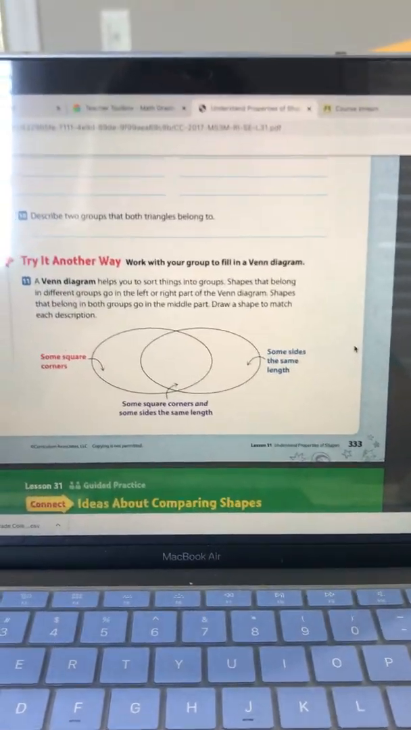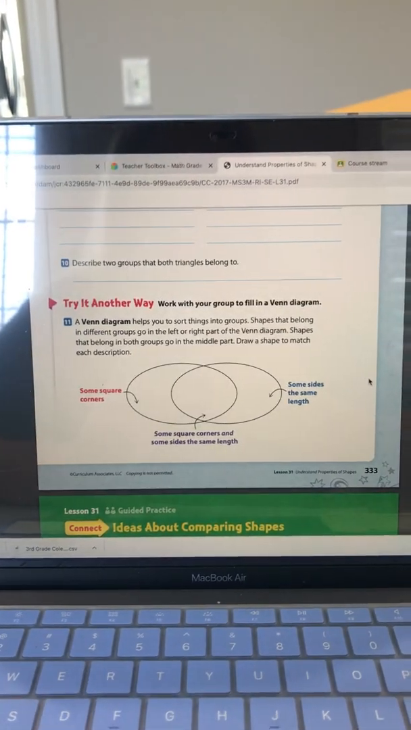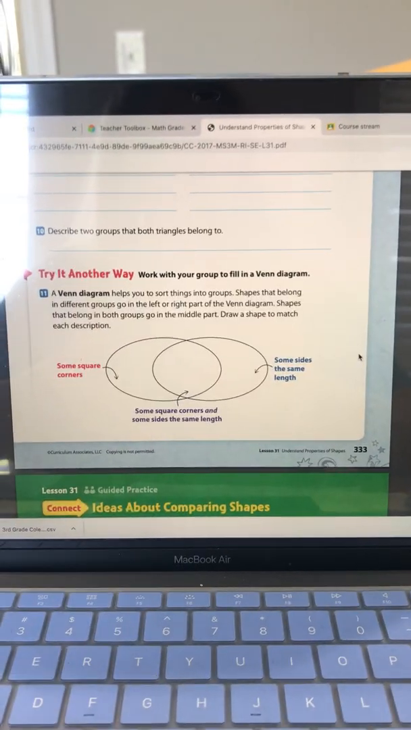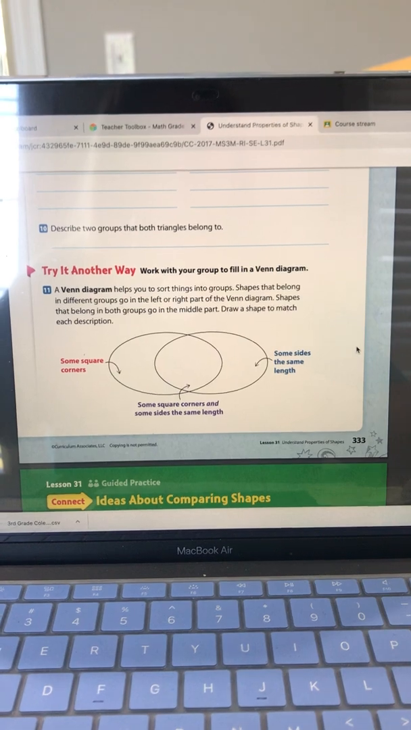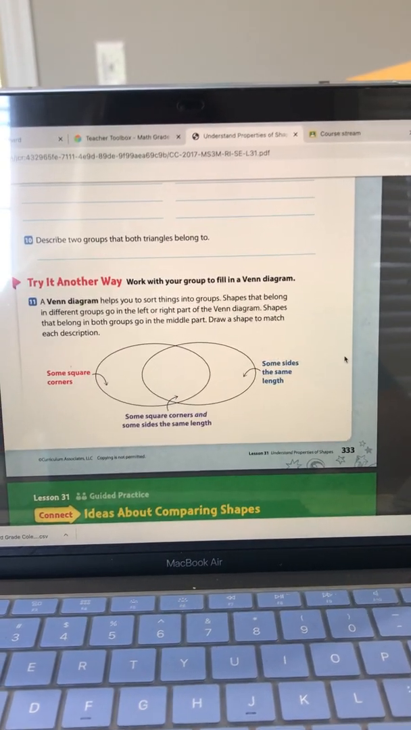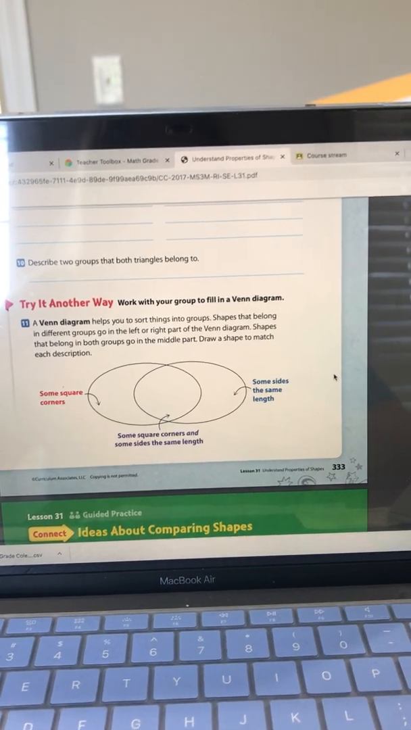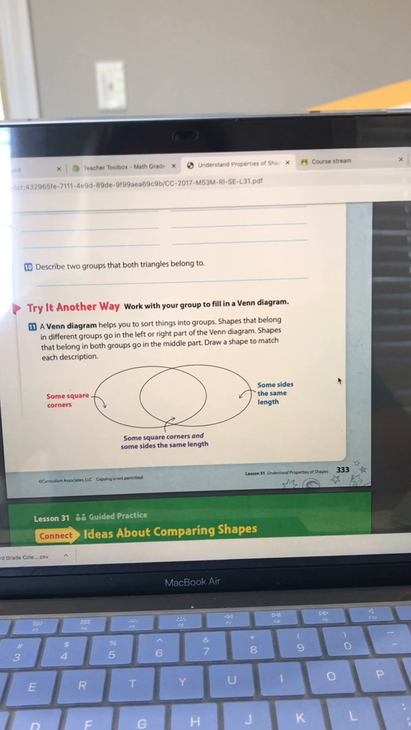Okay, number 11 says another way that you can describe shapes, and we're going to do one of these in our interactive notebook, is using a Venn diagram. Now, a Venn diagram is just a type of graph that helps us organize things that are alike and things that are the same. So a Venn diagram helps you to sort things into groups. Shapes that belong in different groups go in the left or right part of the Venn diagram. Shapes that belong in both groups go in the middle part.